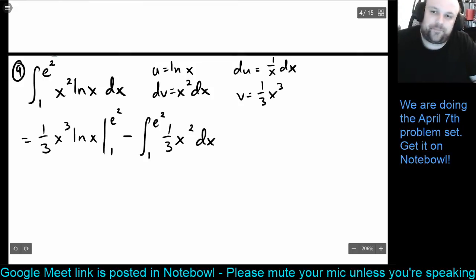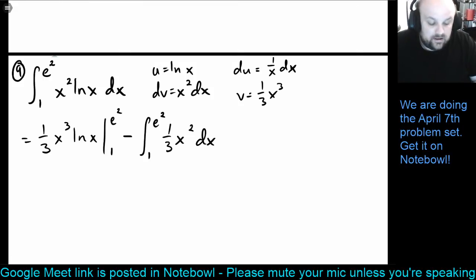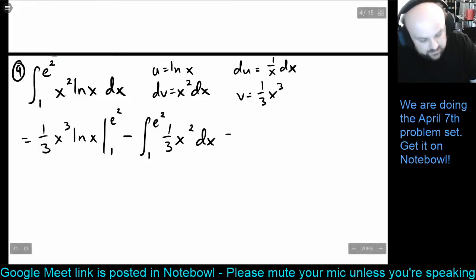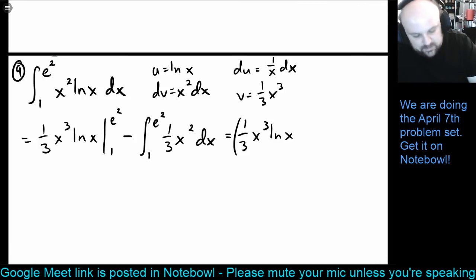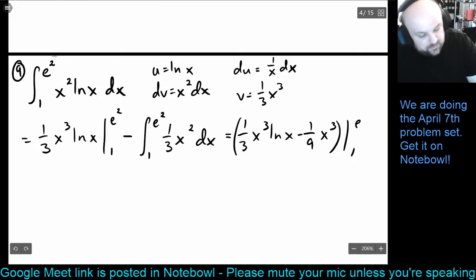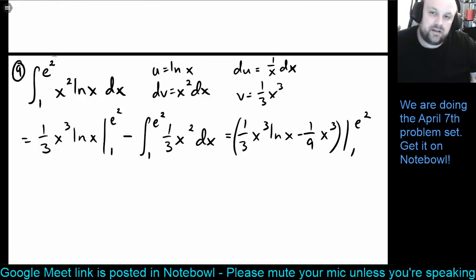All right. So now that we have that, just integrate this piece. So 1/3 x cubed ln x. Now, since these are both going to be evaluated between the same limits, let me just skip separating them. Integrate this, and we're going to get minus 1/9 x cubed. This is from 1 to e squared. All right. And now just plug all our stuff in and see where we end up.